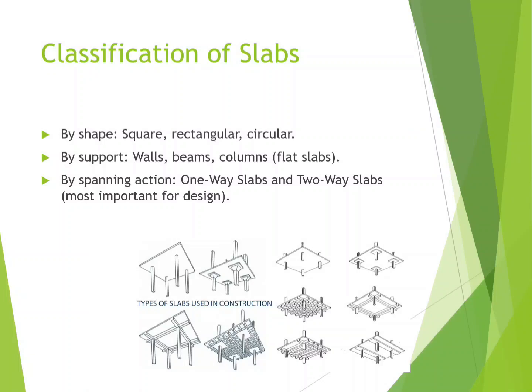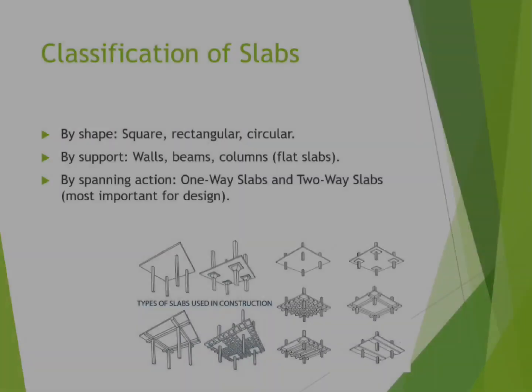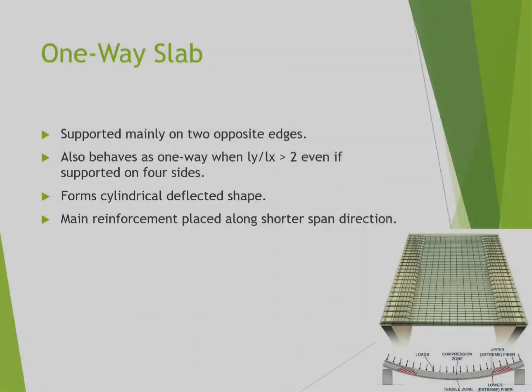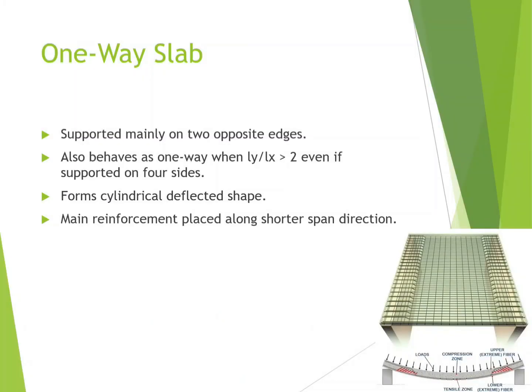Slabs can be classified in a bunch of different ways. You can group them by shape, like square, rectangular, or circular. You can look at how they are supported, whether they rest on walls, monolithic beams, or directly on columns, which we call flat slabs. But when it comes to everyday practical engineering and structural design, the most critical way we look at them is based on their spanning directions. This splits them into two major groups, one-way slabs and two-way slabs.